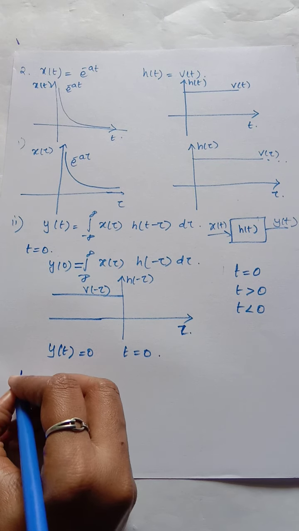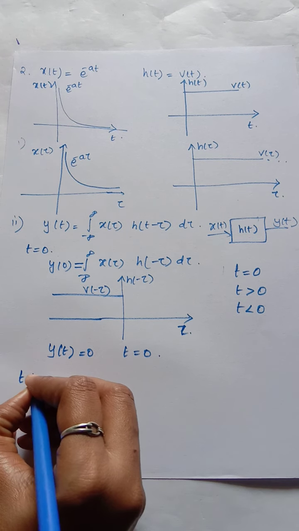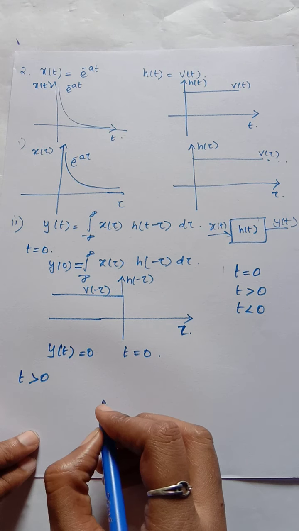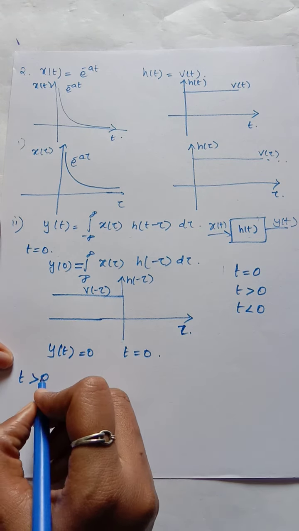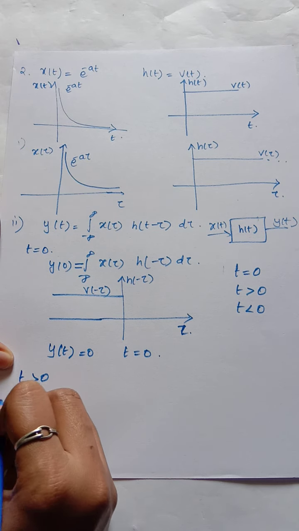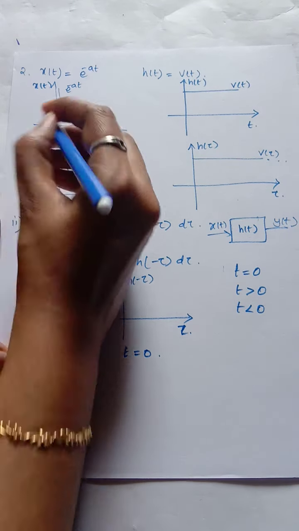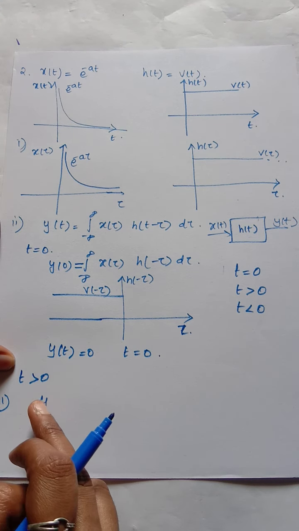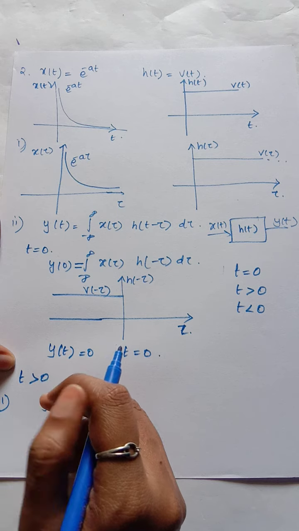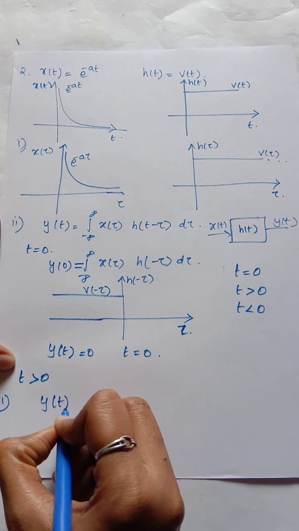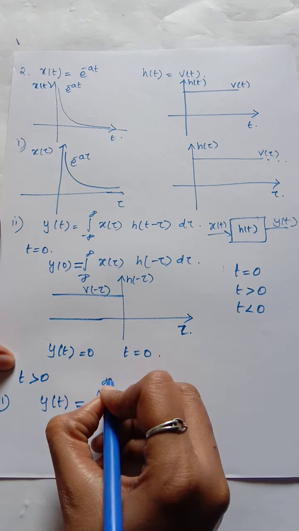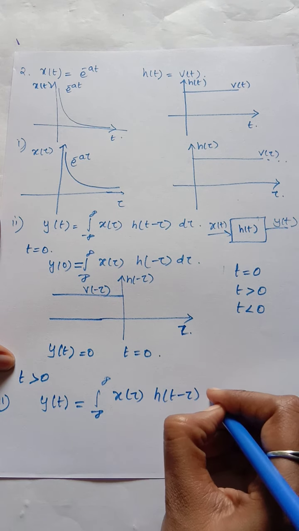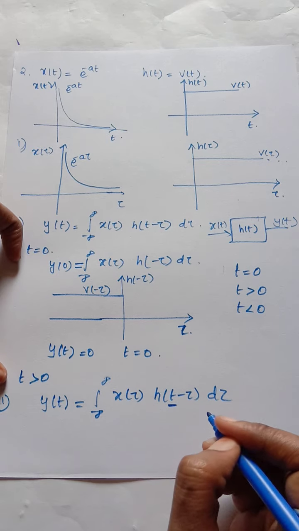The next condition is t greater than 0. First we will write down the formula. So the first step is writing in terms of tau, the second step is t equal to 0, and the third step is t greater than 0. So y of t in this case is the integral from minus infinity to infinity of x of tau h of t minus tau d tau, where t is greater than 0.